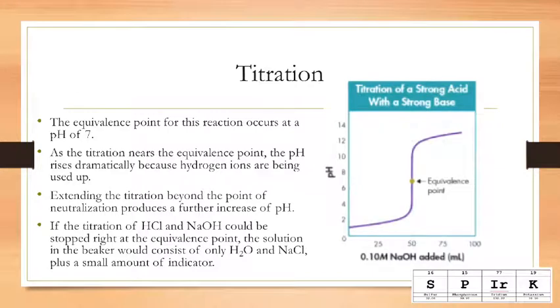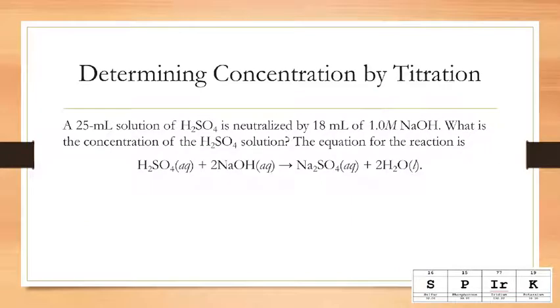If the titration of HCl and NaOH could be stopped right at the equivalence point, the solution in the beaker would consist of only H2O and NaCl, plus a small amount of the indicator. And that's because at the equivalence point, we are neutral. We have no acid or base present. So we can determine the concentration by a titration, and that's the whole point.